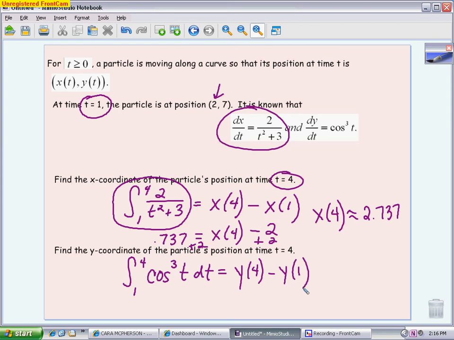Again, cosine cubed, yes, you could integrate it by hand. It's a mess. You'd have to save a cosine and rewrite it with identities. It's not something that you want to go through unless you actually had to. Instead, we are going to use our calculator. You have to be in radian mode to get the right answer here. When you put that in your calculator, you get negative 1.255, equals y of 4 minus, we know the y-coordinate at 1. It is 7. It was given to us up here. Add 7 to both sides. So we get the y-coordinate at 4 when I take negative 1.255 and add 7 to it as approximately 5.745.